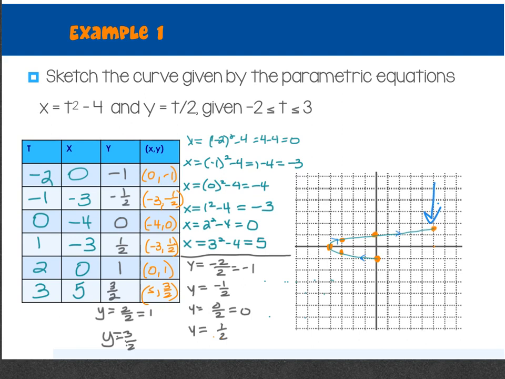Questions? Back to plotting points, right? Easy stuff. You just got to remember the arrows, because if you don't have the arrows, you will lose points.